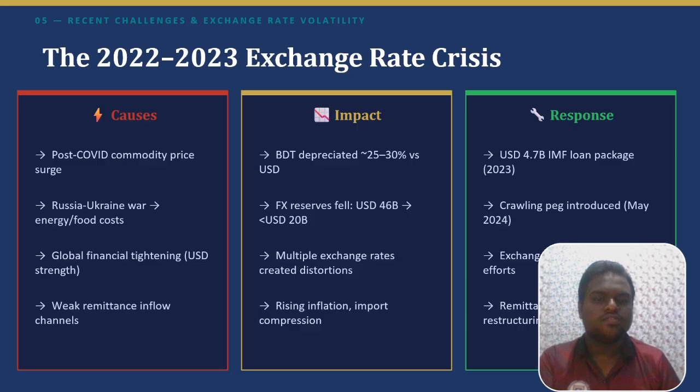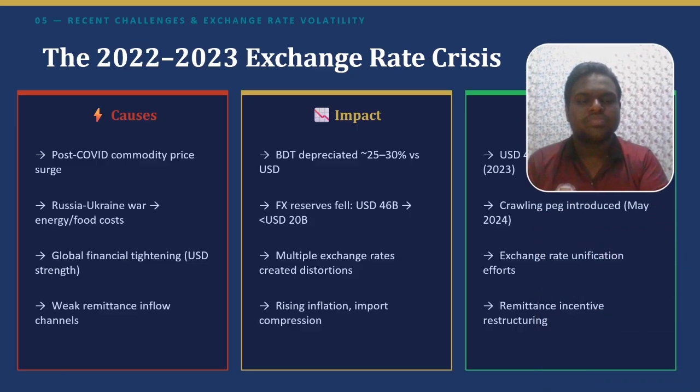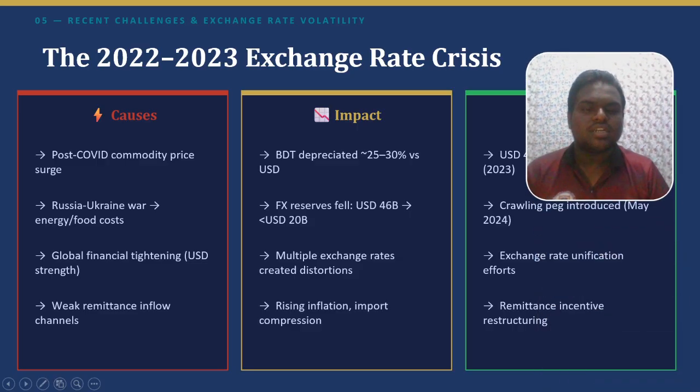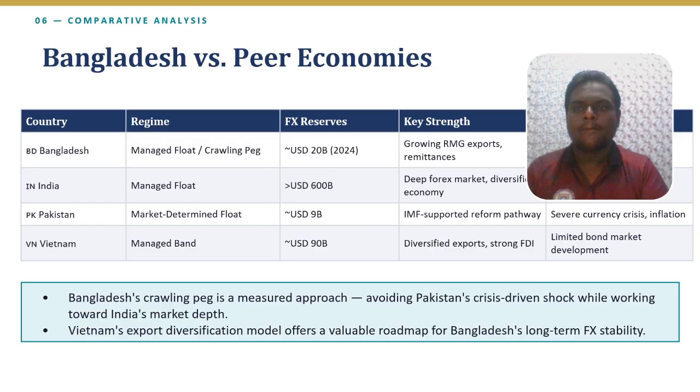Also, the foreign exchange reserve fell from 46 billion to 20 billion US dollars, and the multiple exchange rate system created distortions. As a response to this crisis, an IMF loan package of USD 4.7 billion occurred in 2023. Also, in May 2024, the crawling peg was introduced in the Bangladesh exchange rate system, which also shows exchange rate unification efforts and remittance incentive restructuring.